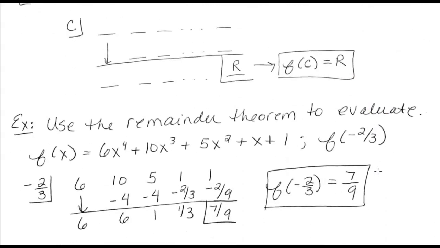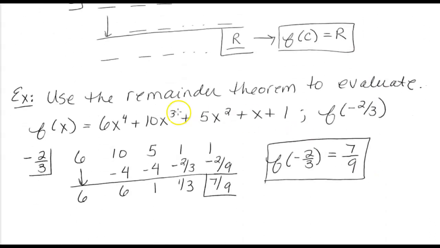All right, so let's try this example. Use the remainder theorem to evaluate f of x equals 6x to the 4th plus 10x cubed plus 5x squared plus x plus 1. And we want to evaluate f of -2/3. All right, so we're going to take the -2/3 and put it outside of my bracket. We're going to line up our coefficients like we would for synthetic division. So the 4th power term coefficient is 6, 3rd power is 10, second power would be 5, the first power coefficient is a 1, and then the constant is a 1.